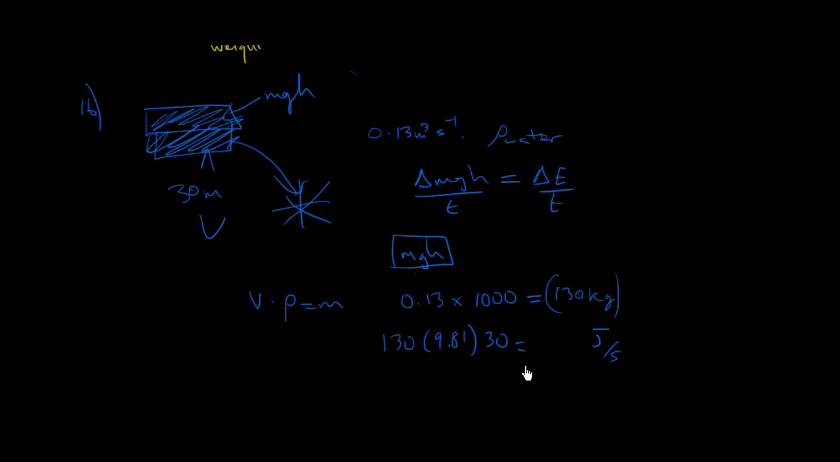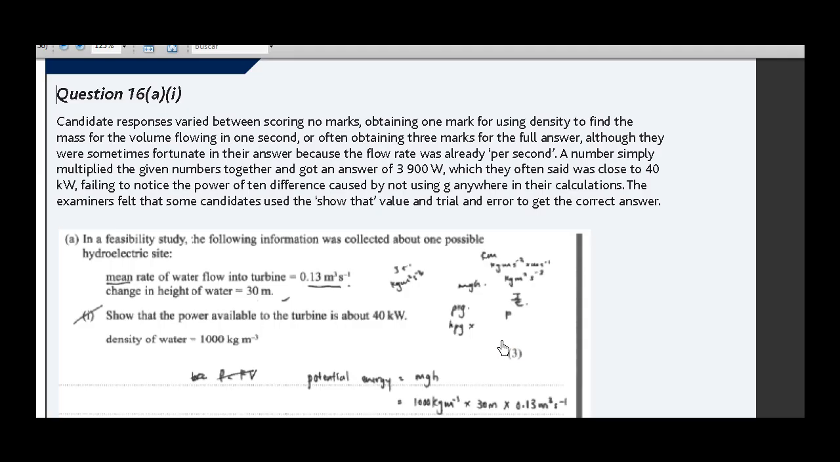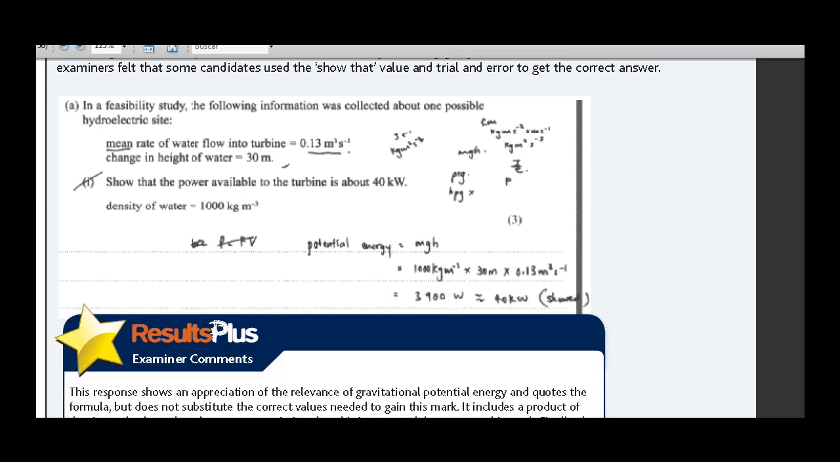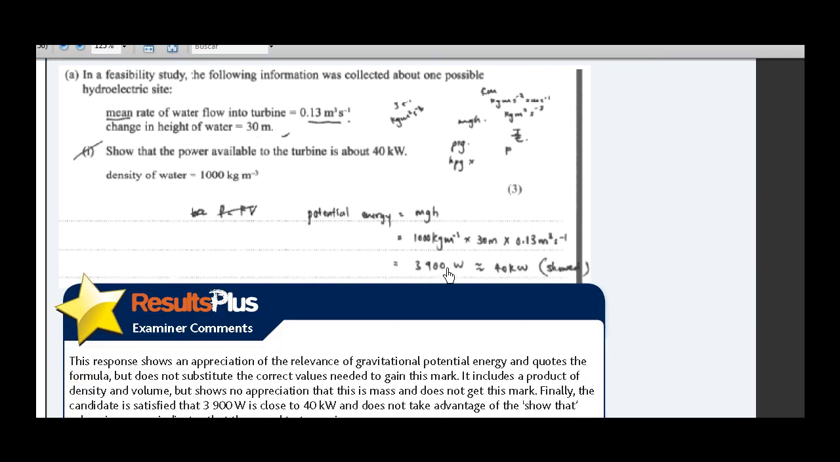So I'm going to get my calculator and see if I get a similar number there. I just did that in the calculator and I get 38,259 joules per second. So 38,000, that's close to 40. You can do it like that also, like the guy has done here. You round it to 39,000 watts and you say that's approximately equal to 40 kilowatts, and showed.